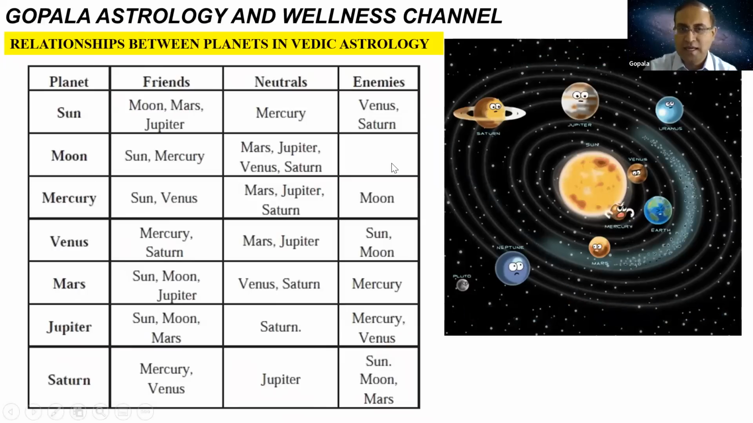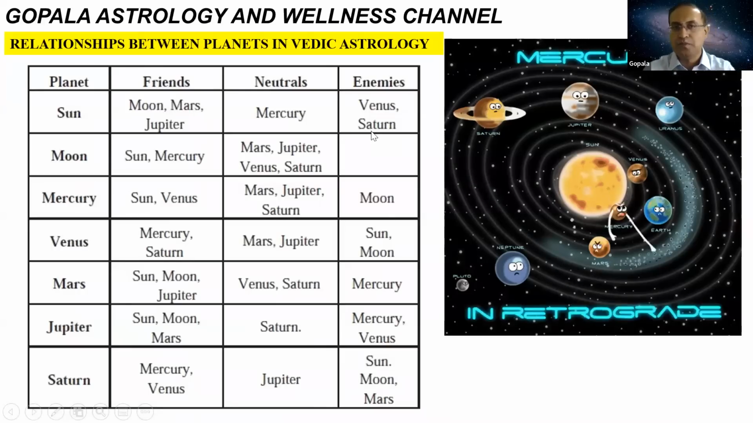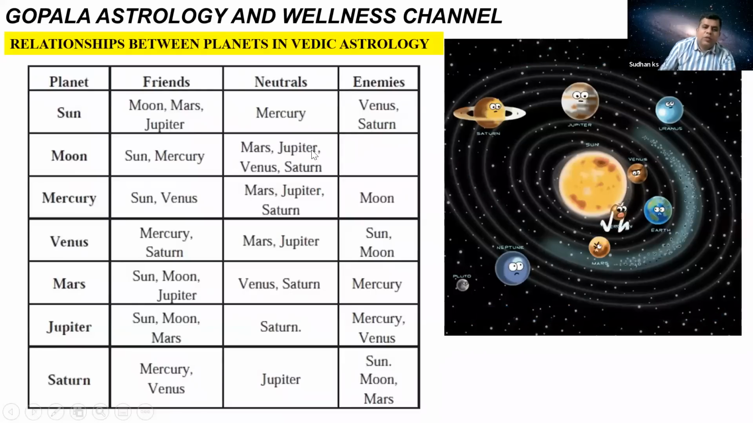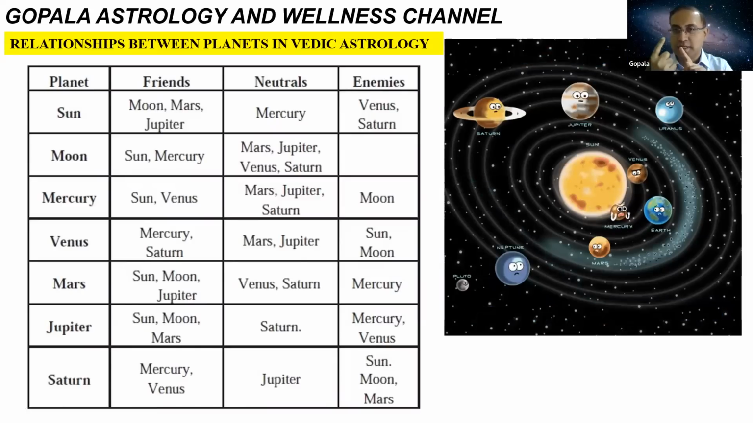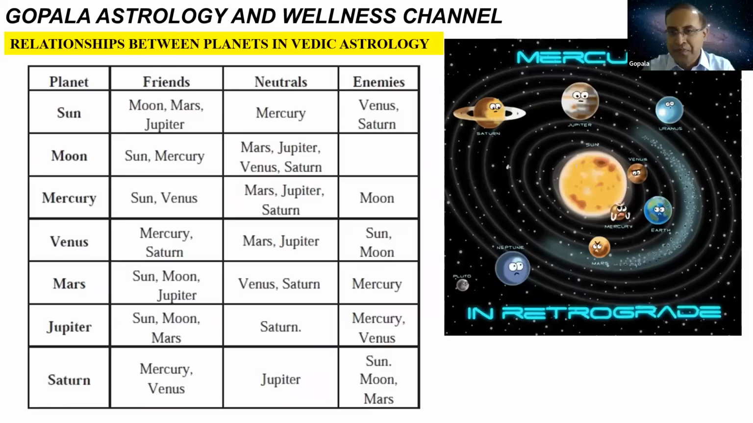Moon doesn't consider anyone as an enemy. It tries to do its best for everyone. Its best friend again is Jupiter. Jupiter considers Moon as the best friend. That's why whenever Jupiter and Moon are in close conjunction, or when they are in the Kendra sthanas from each other, they will give the best results, and we call it Gaja Kesari Yoga.